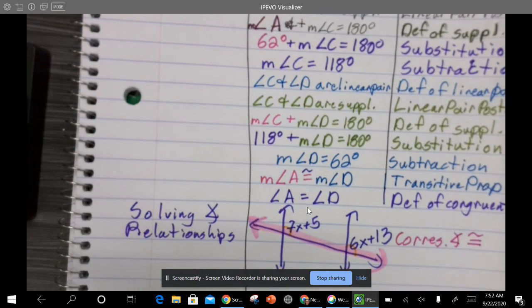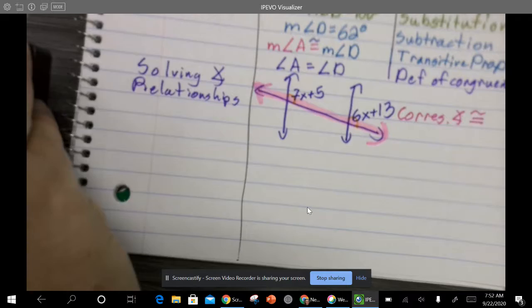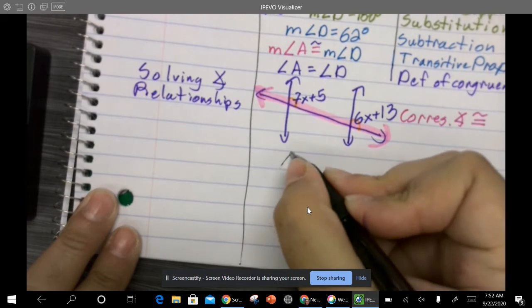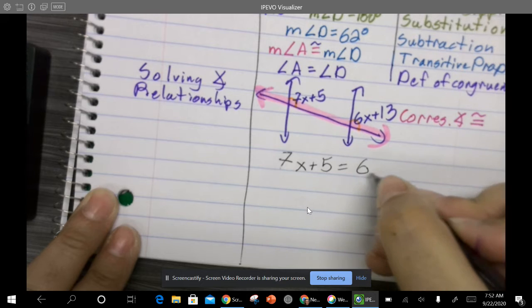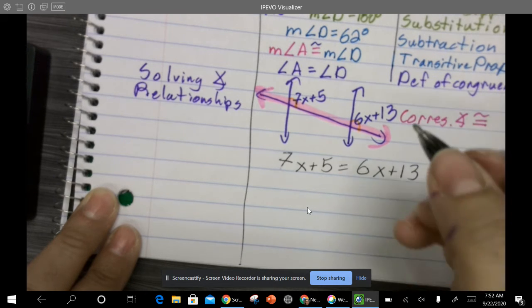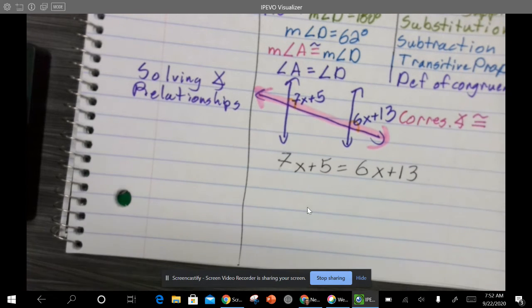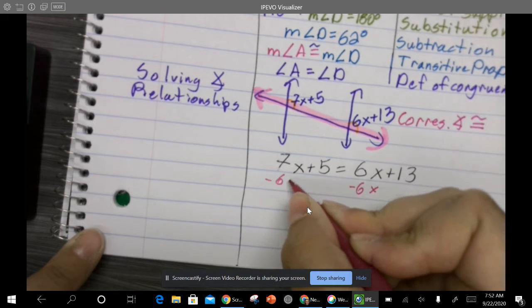Okay, so we're going to set those two equal to each other and solve for x. Everybody, we need to know the angle relationship so we know how to set up our problem to solve. So we're going to go ahead and set them equal to each other. I'm going to subtract 6x from each side. I use the smaller one.